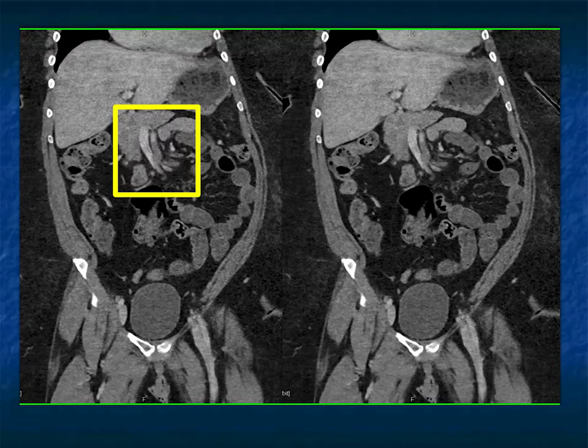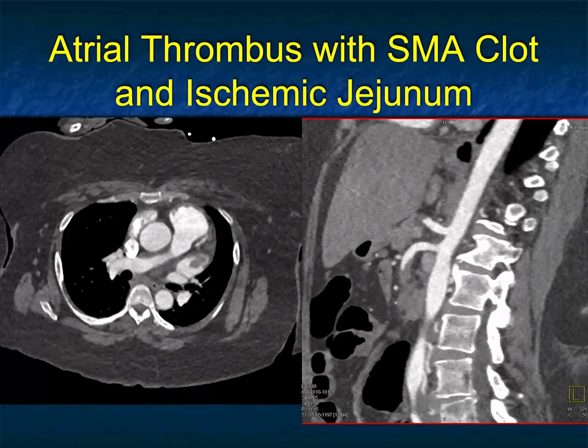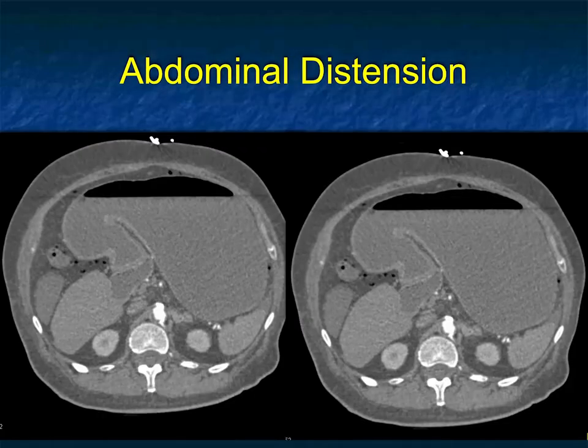And here's just a good example showing you that thrombus, nicely shown on the coronal view, though I will admit it was best seen on the sagittal view. So final diagnosis was an atrial thrombus in the left atrial appendage with SMA clot, and the patient beginning to develop early ischemic changes in bowel.